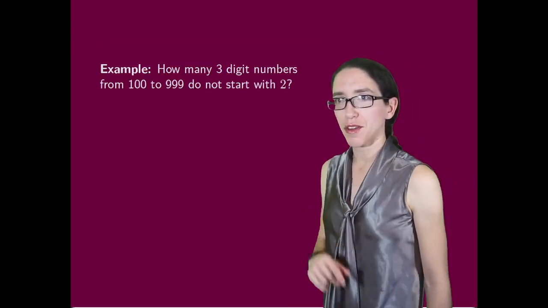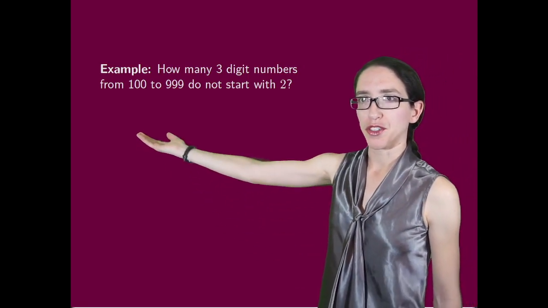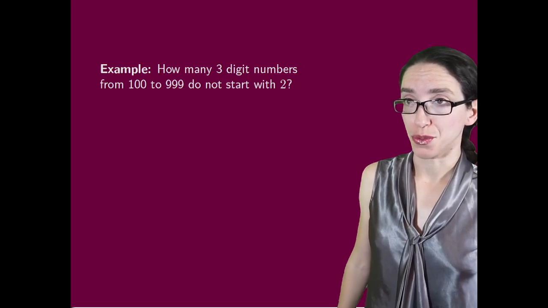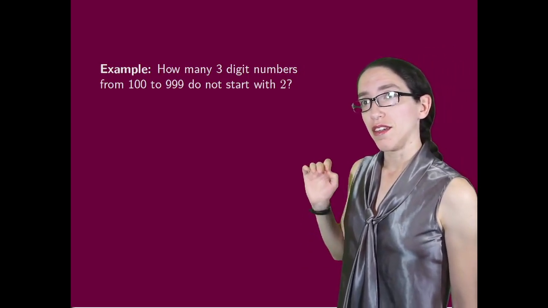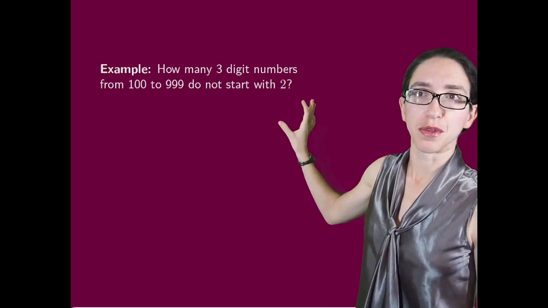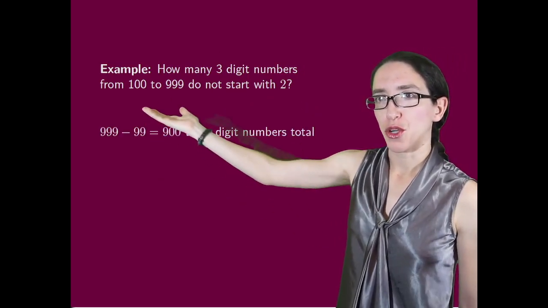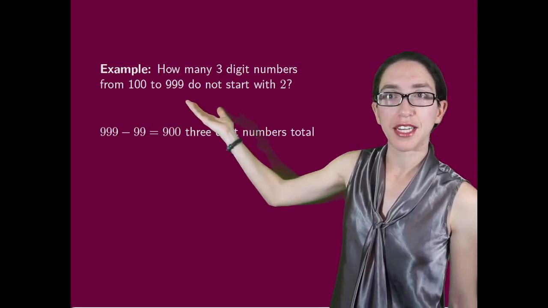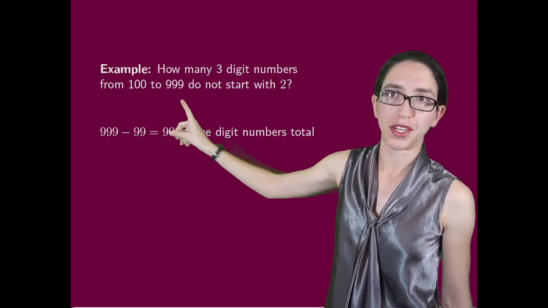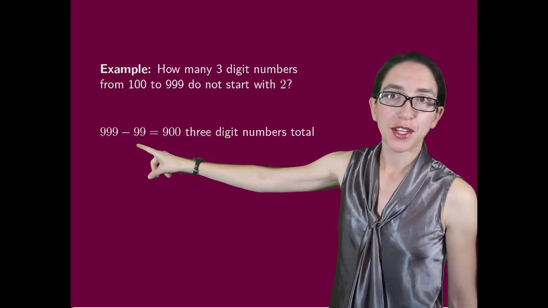Let's look at a little harder example of the subtraction principle. How many 3-digit numbers, between 100 and 999, so those are the 3-digit numbers, do not start with 2? So we have a "not" here, and that's an indication that we want to subtract the number of these that start with 2 from the entire number. So first we have to count how many total numbers are there between 100 and 999. And the trick here, if you want to know how many numbers starting from one number and ending at another, is you take one less than this number, 99, and you subtract that off.